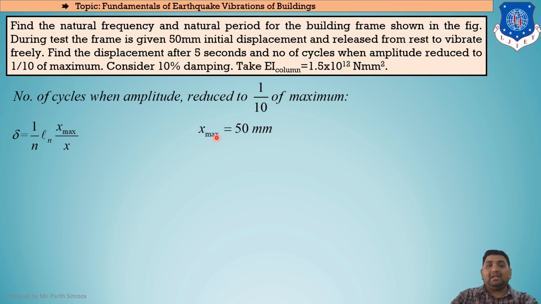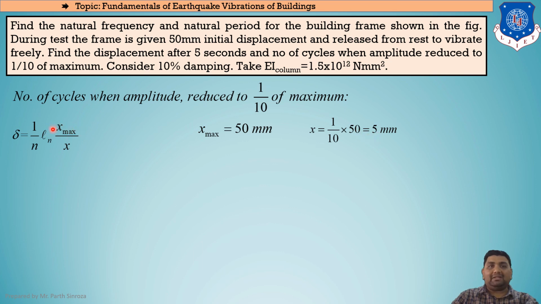So the first thing we'll be needing is to find the value of x max and our x. So x max here is 50 mm. It was the initial displacement that was given in the question. Here you can see that the initial displacement is given as 50 mm. So that is the maximum it can go. In the initial state, the maximum that it can go is 50 mm. So now we need to identify the value of x, and it is given that we need to find the amplitude that is reduced to 1/10th of maximum. The maximum is 50, so 1/10th of 50 comes out to be 5. So our x is 5.